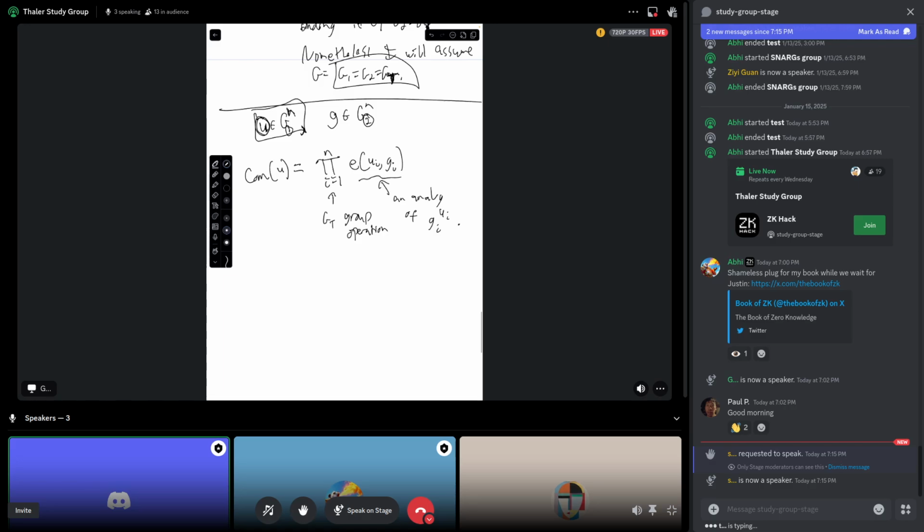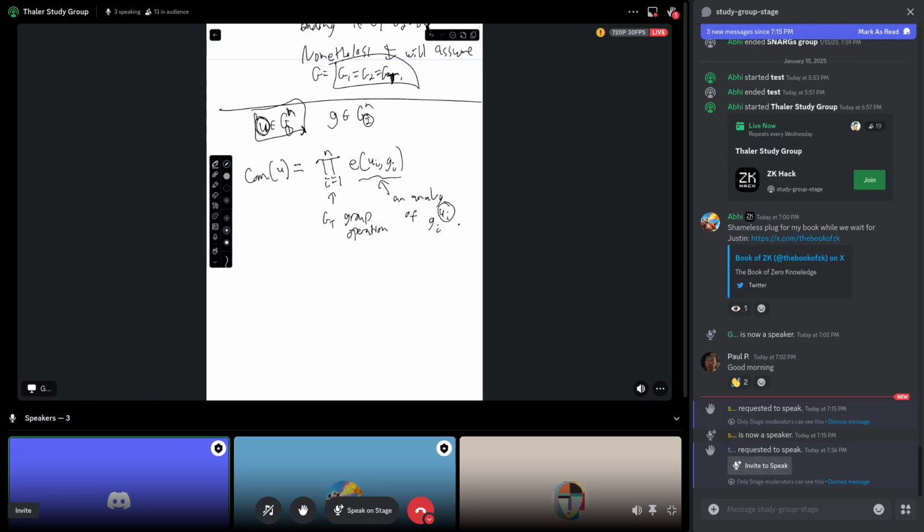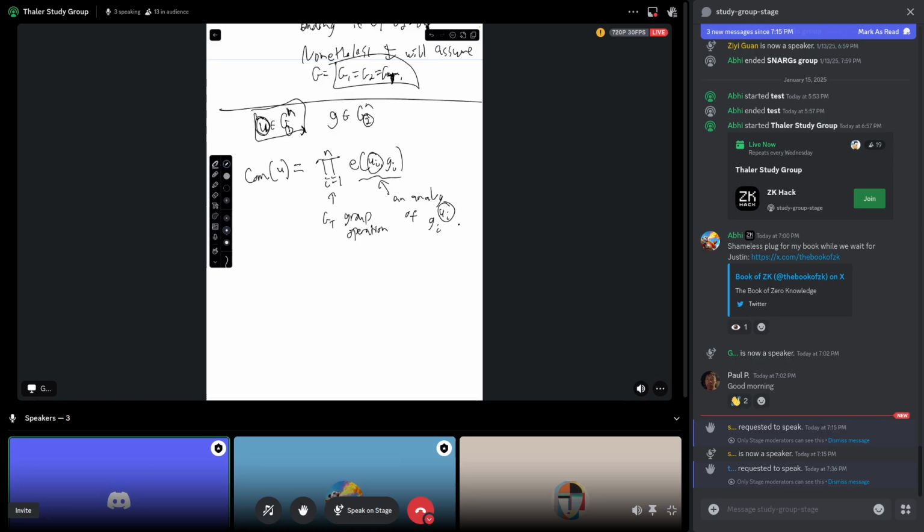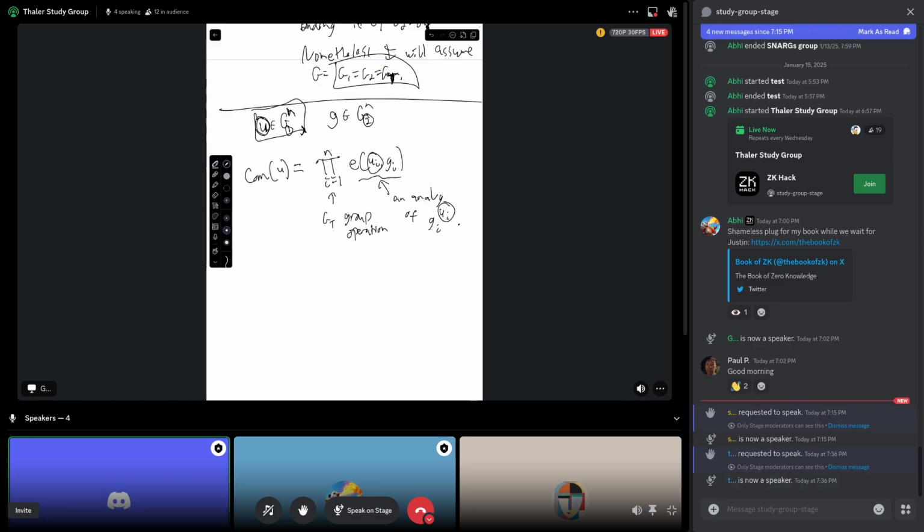It's like if U_i were a number, an exponent, we could just stick it in the exponent of a group element, and that makes sense. And that's what Pedersen commitments do. But if U_i is a group element, we can't do that. So we need another way to, okay, let me go to additive notation, U_i times G_i.